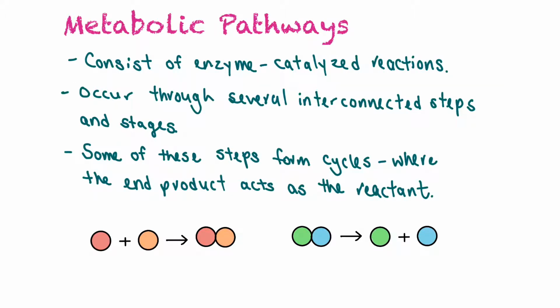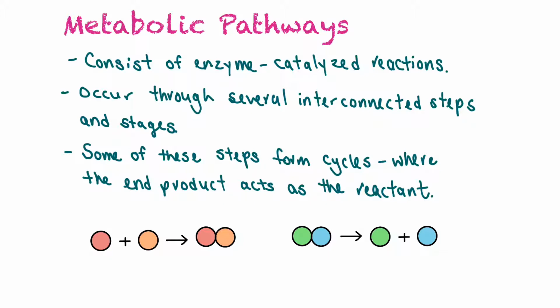Metabolic pathways consist of enzyme catalyzed reactions. So enzymes are causing the reactions to occur, and they occur through several interconnected steps and stages. For example, if we look at aerobic respiration, which we'll be spending a lot of time with, it involves 4 different stages, and each of them has several steps within them. So metabolic pathways aren't just one simple reaction, they're many reactions made of many steps and stages.